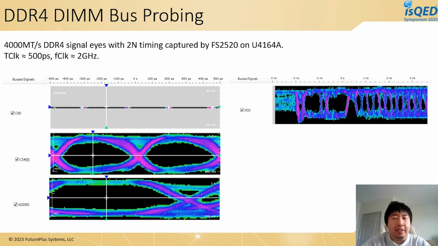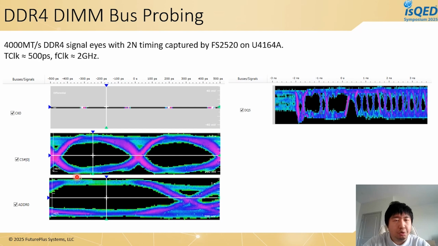Here are some results we got from the Keysight Logic Analyzer software. Here, this is the clock. For the clock, we can only capture the edge of it. We cannot capture the whole signal. You can see this is a 2 gigahertz clock, and here's the chip select of the memory. And here is the address bus.